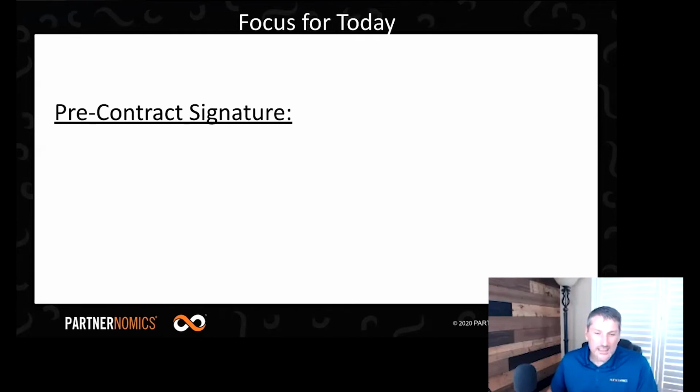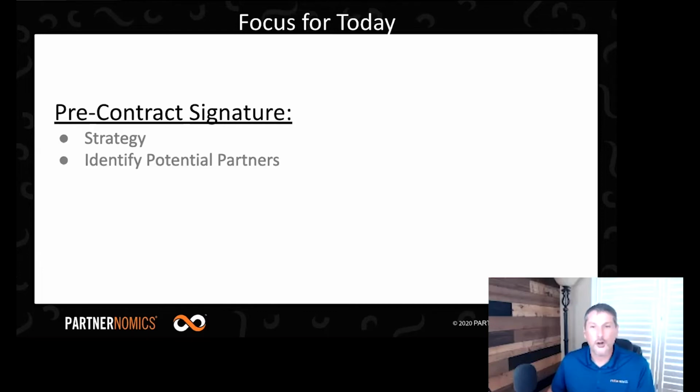So as we think about strategic partnerships and this world, this art and science of partnering, we think of it in like two different hemispheres, right? Think of a globe. And on one side of that, we have the pre-contract signature parts. So what goes into that? What's all the strategy and the plan and why we're going to be developing this partnering initiative in the first place? Then we start to identify those partners.